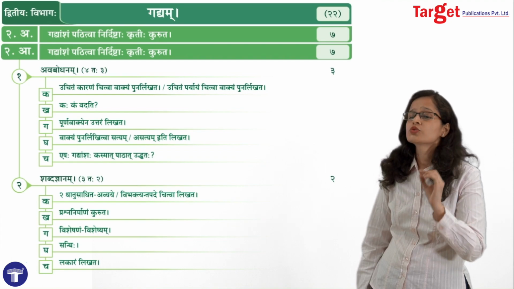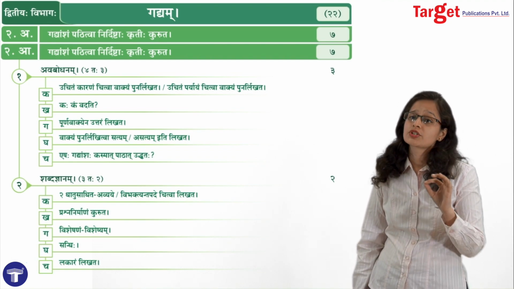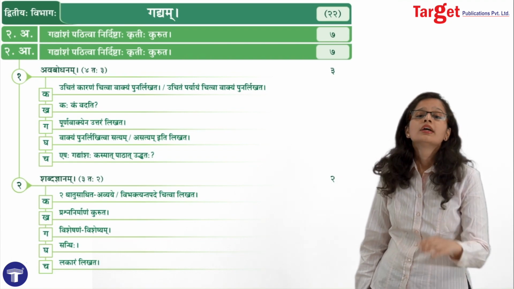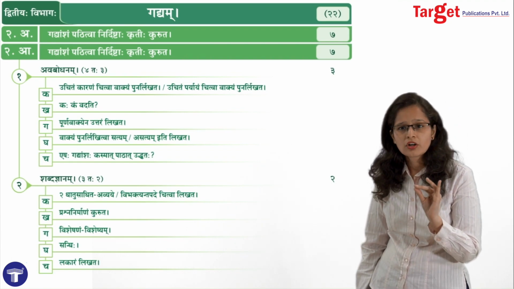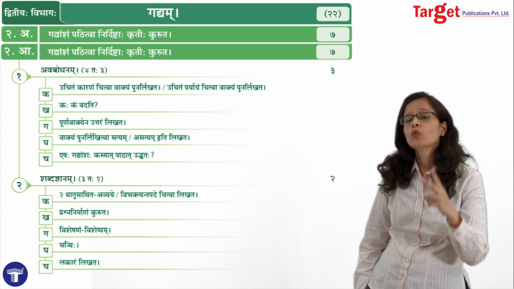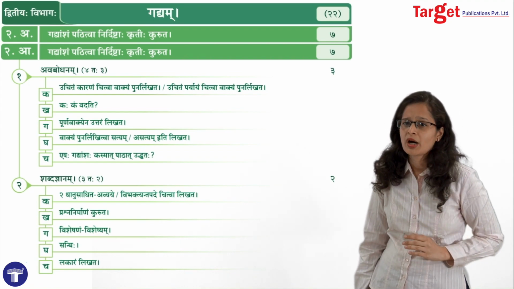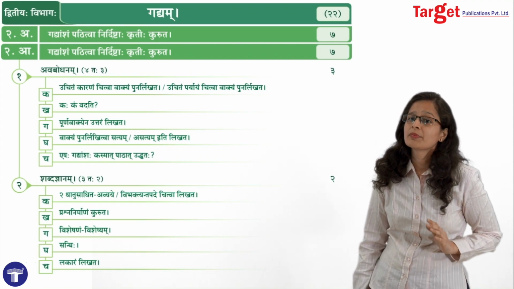Okay, we are moving towards the Dvitiyaha Vibhagaha, which is of Gadyam. This has 22 marks. Let's understand how. This is going to be the Prashna Don O and A. We have 2 passages, each of which is going to be of 7 marks. And what are the questions that will be asked under it?